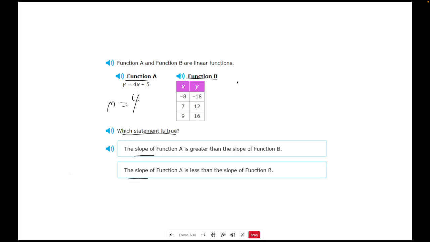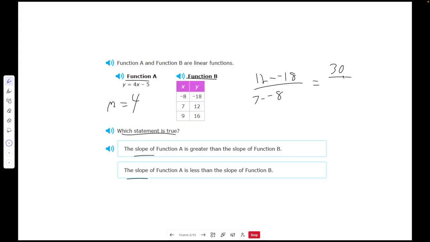Okay, and then to find the slope of function B, we're going to use that slope formula that we should already know about. So that would be 12 minus negative 18, divided by 7 minus negative 8. This will give me 30 on the top, 15, and so the slope is 2. And so now we know that the slope of function A is bigger, right? 4 is bigger than 2. And so it would be this answer right here.